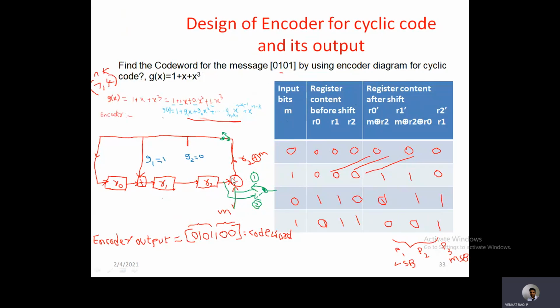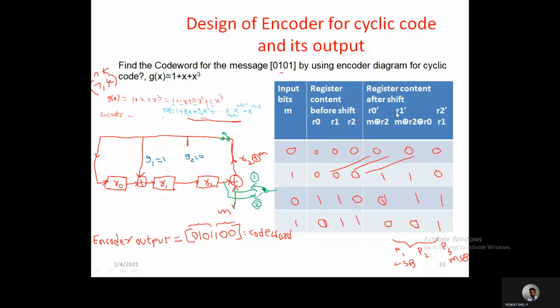After this XOR operation. What is this XOR operation? This is the XOR operation of M and R2. So M XOR with R2. If you perform this XOR operation, that result will be shifted into R0. That's why after the shift operation, I am representing R0 dash, R1 dash, R2 dash as the new contents of these 3 flip-flops after the shift operation.